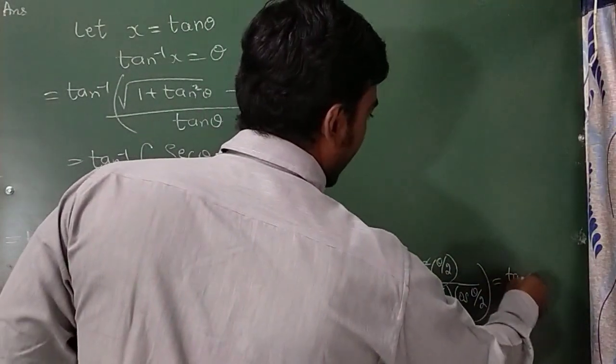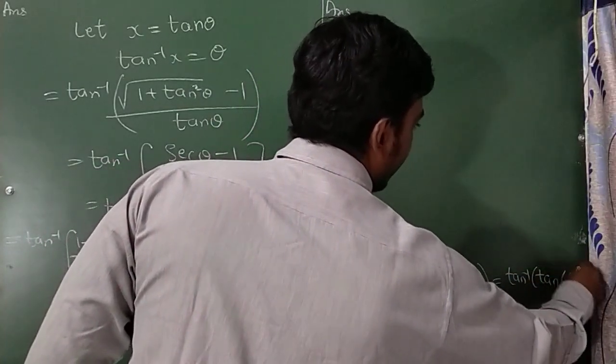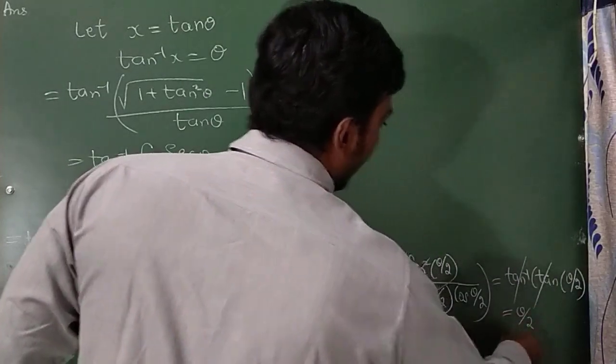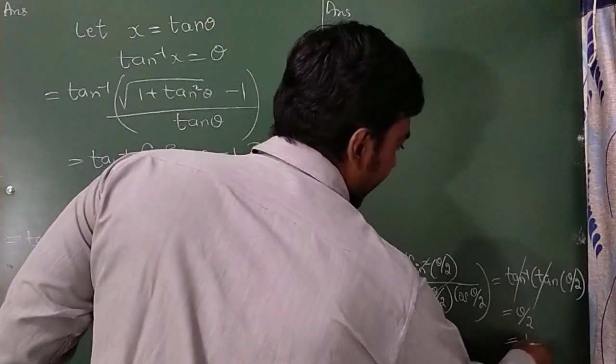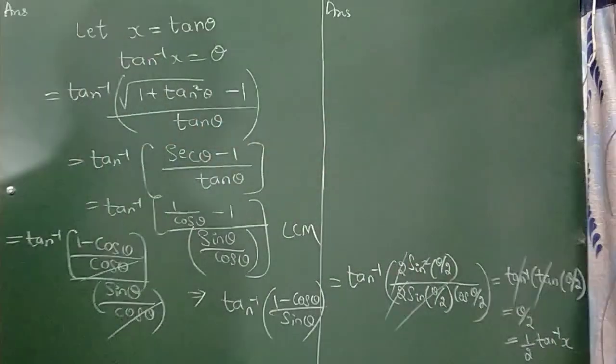Now what is sin by cos? It is tan. Fine. Now tan and tan inverse get cancelled. Theta by 2. Now what is theta? Theta is tan inverse of x. So the final answer is 1 upon 2 tan inverse of x.